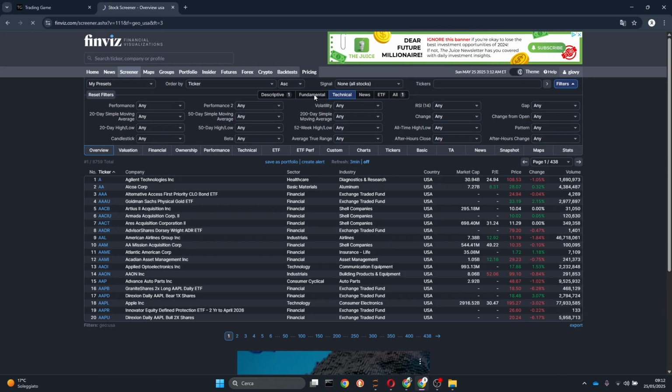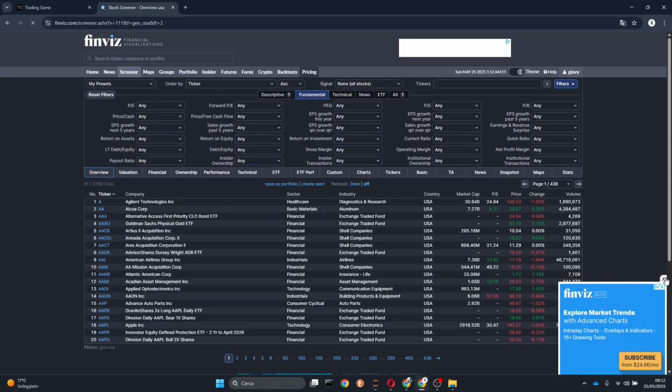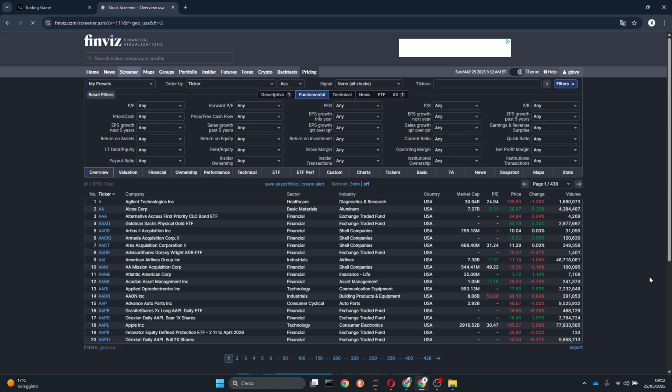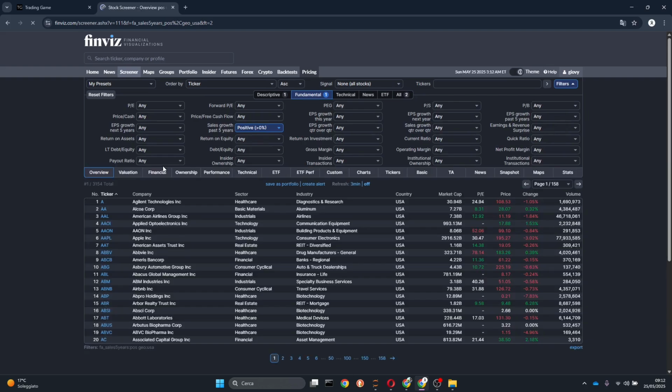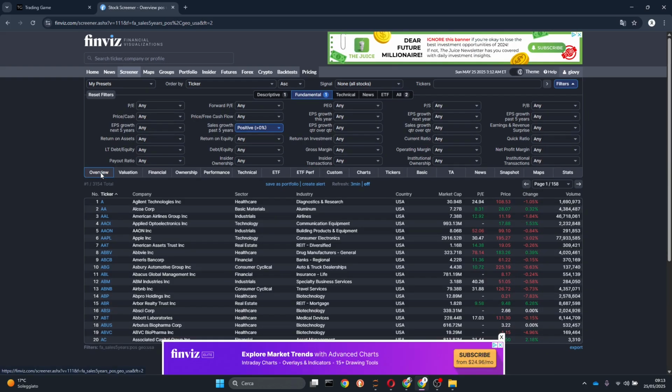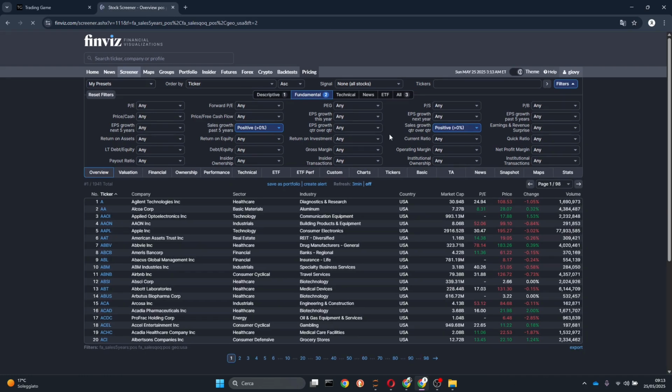The most important tab for me is the fundamental. For example, in my strategy, I look for companies that are growing. So this is one of my most used filters. I look for companies with growing sales over the past 5 years, and if possible that are growing their sales quarter by quarter, last quarter in particular.